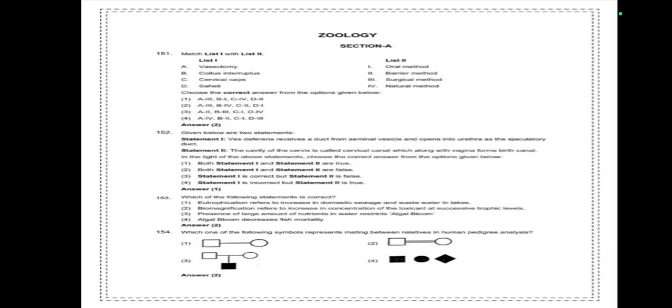Zoology section 1. Question number 151. Match list 1 and list 2. List 1: vasectomy, coitus interruptus, cervical caps, Saheli. List 2: oral method, barrier method, surgical method, natural method. Choose the correct answer from the options given below. Answer is 2. Vasectomy, surgical method. Coitus interruptus, natural method. Cervical caps, barrier method. Saheli, oral method.